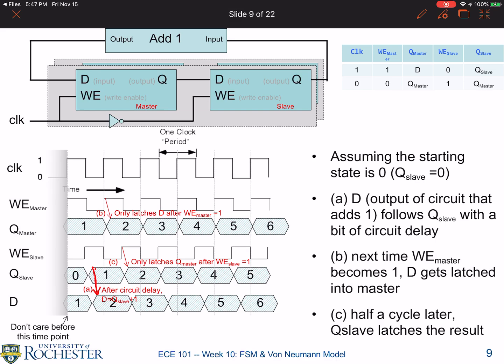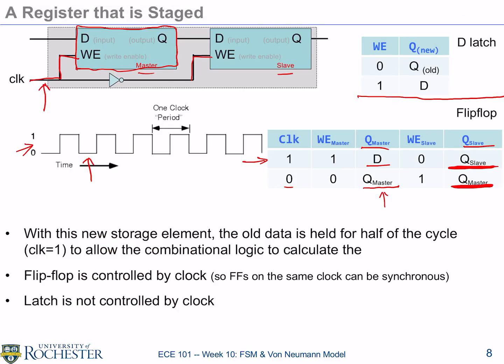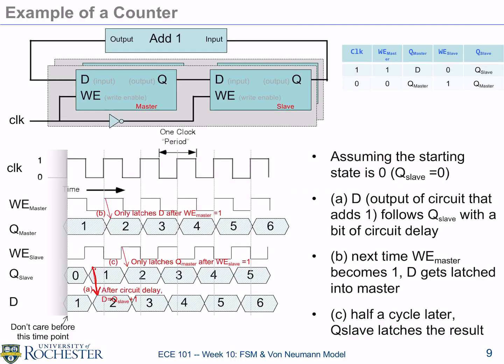But this 2 is not going to impact the master stage. Why? Because at this point, the master stage's write enable is low. So the only time that it will affect the master stage is when it transitions back to master stage, clock being 1. And that's, again, after some delay, the Q of master stage is going to show up as 2. Okay, and this will repeat.